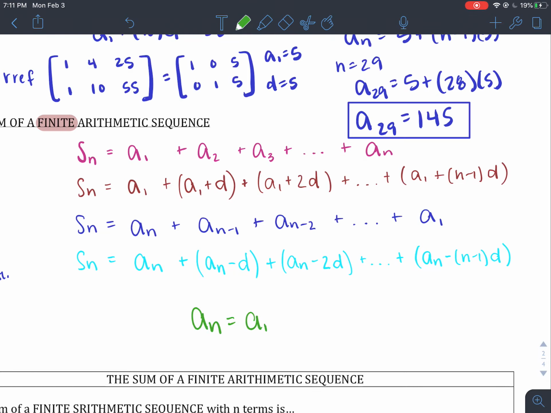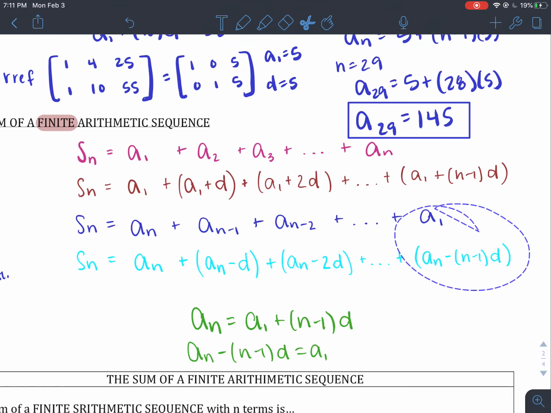But if I start with a sub n equals a sub 1 plus n minus 1 times d, and I want to solve that for a sub 1, which is what we're trying to do, we're trying to rewrite a sub 1, our first term. To get a sub 1 alone, I'm going to subtract the n minus 1 times d. So this is a sub n minus n minus 1 times d equals a sub 1. So that's what we did. We did this substitution right there.